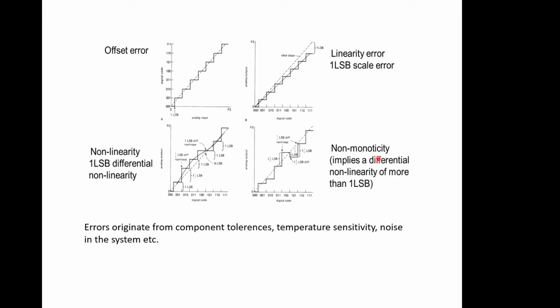And non-monotonicity is when you're going up the stairs, and in fact in this one you've gone down a stair before coming up again, and that's really not a very good design. So these are things that people need to be worried about, but they originate from component tolerances in the devices themselves, temperature sensitivity, noise in the system, all that kind of stuff. So you might have something that starts off like this, but as temperature gets hotter and tolerances change, it might turn into something like this. So you have to be aware of that and look for those specs in your data sheets. It's usually worse if you build these things yourself from scratch, but people don't tend to do that these days very much. But you never know, one day you might have to.